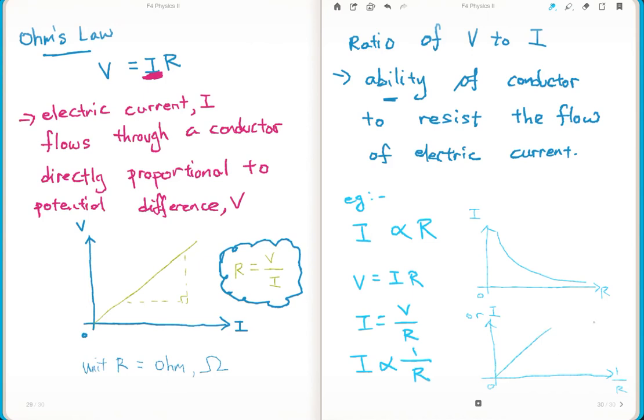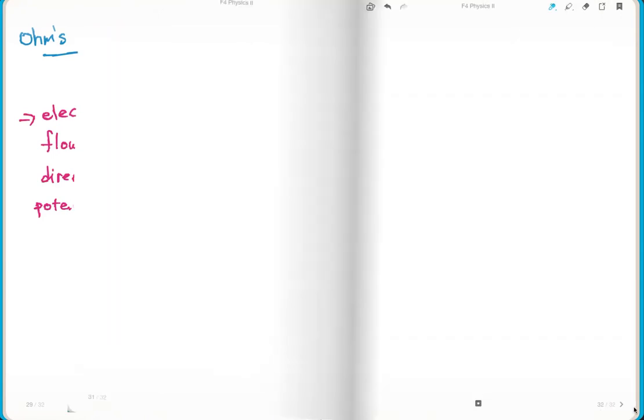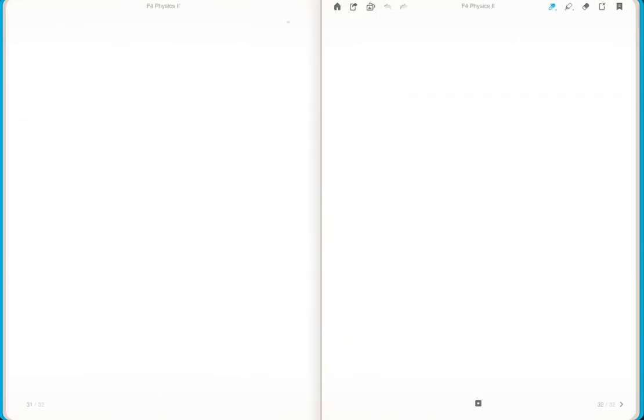So I hope you get what it means by that. You may pause this video, no need to pause this video, you may proceed with the next one because there's not much to do, because next we're going to tell the factors. What are the factors affecting it? Okay, what are the factors that affect R?